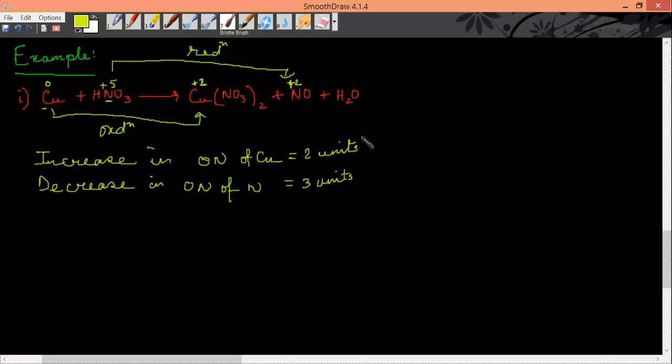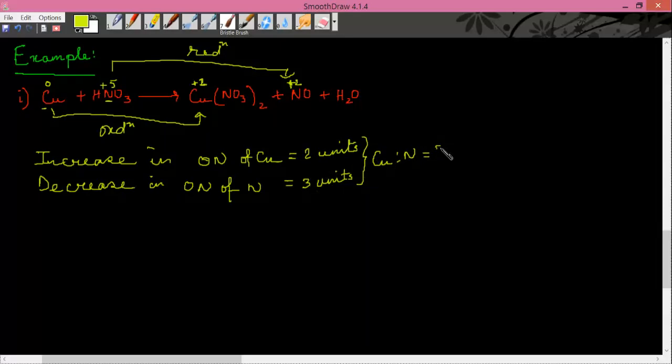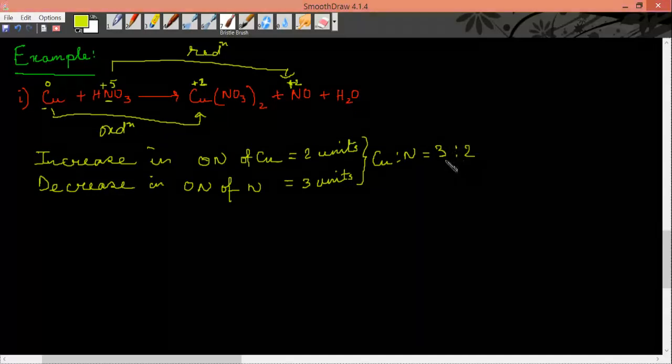So we can write the ratio of the main atoms, which are copper and nitrogen. This is equal to the inverse of the increase, that is 3 is to 2. And from there we can also find the ratio of the reactants, copper to nitric acid. This is also 3 is to 2 because here we have one copper and one nitrogen. Now try to balance the reaction.